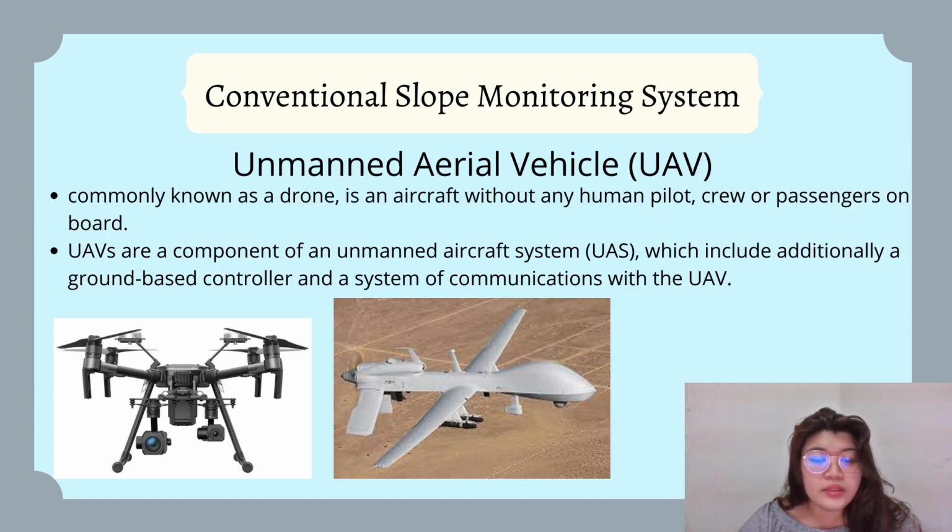Unmanned aerial vehicles, or UAV, commonly known as a drone. It is an aircraft without any human pilots, crew, or passengers on the aircraft. UAVs are a component of an Unmanned Aerial System, or UAS, which includes an additional ground-based controller and a system of communications with the UAV.